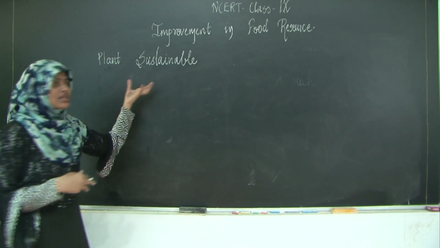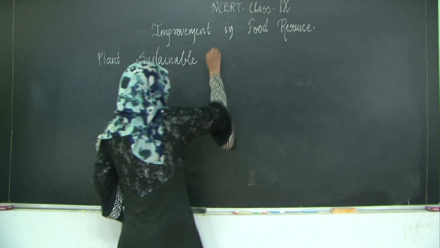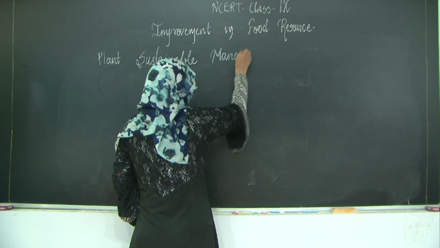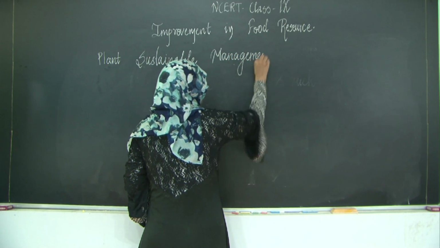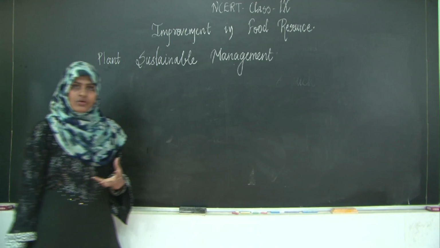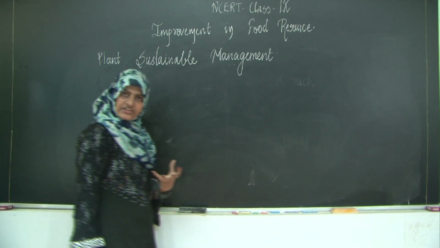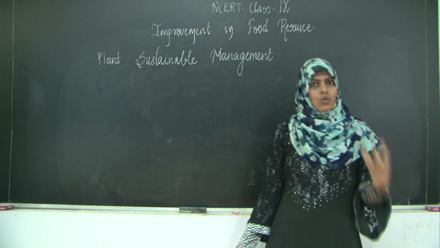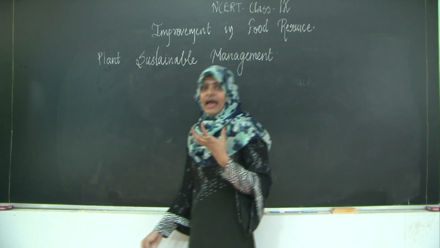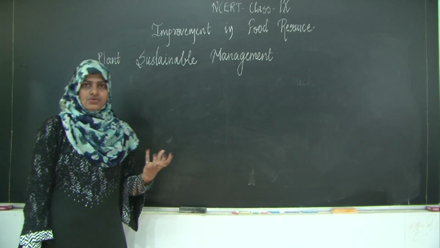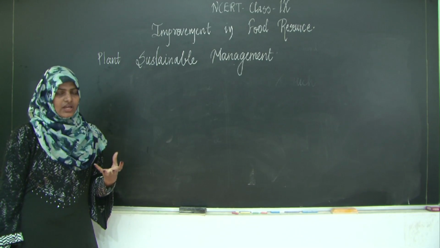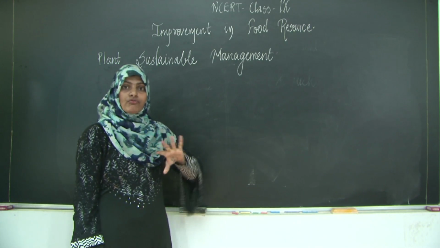Same way we need to do sustainable management of plant and animal resources, so that the present generation gets a proper amount of food in quantity as well as quality, and the future generation should not be endangered for the food resources.